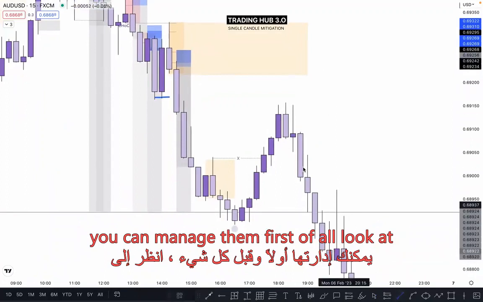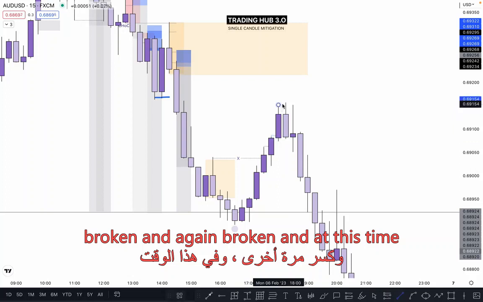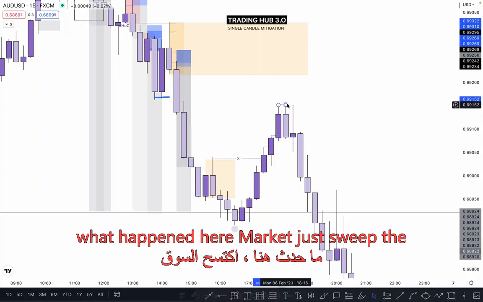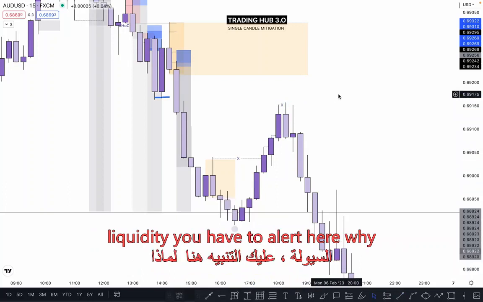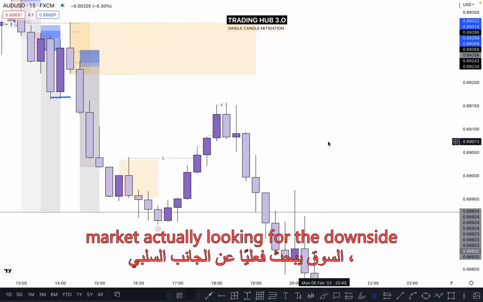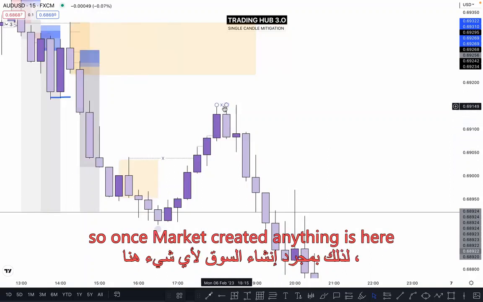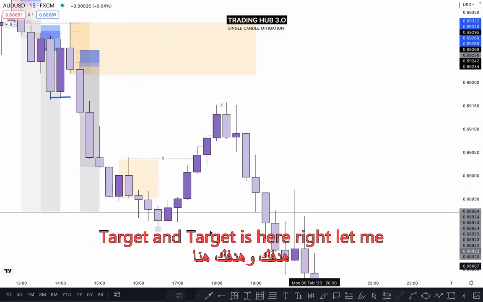First of all, look at this one. The previous candle high was broken and again broken, and at this time what happened here? The market just swept the liquidity. So once the market sweeps the liquidity, you have to be alert here. Why? Because this is an indication that the market is actually looking for the downside. So once the market creates a POI here, then you can sell here. Where is your target? The target is here, right?